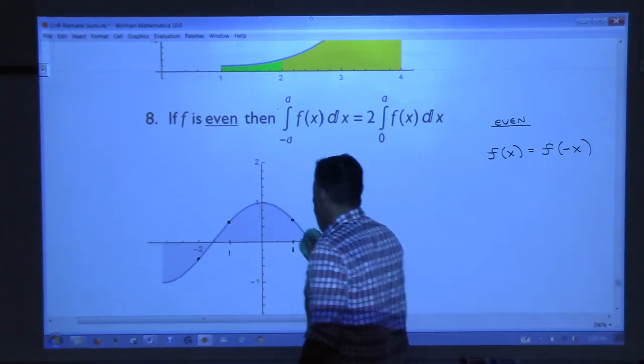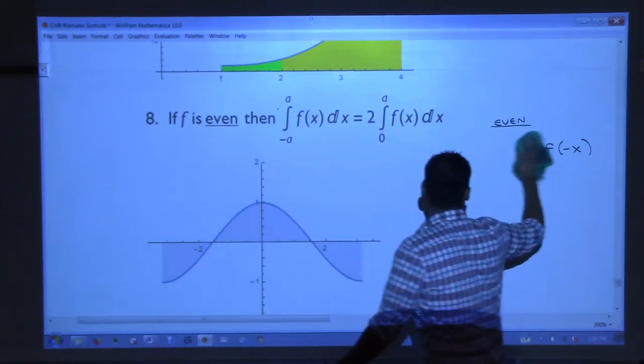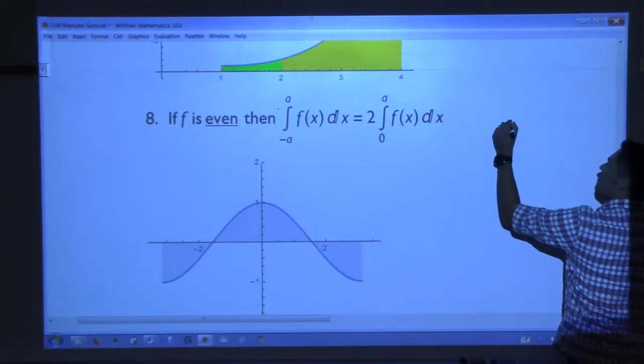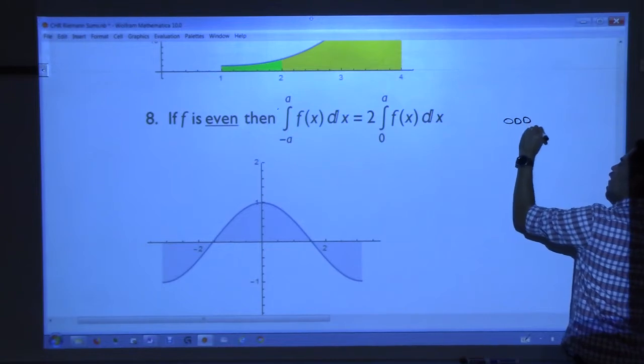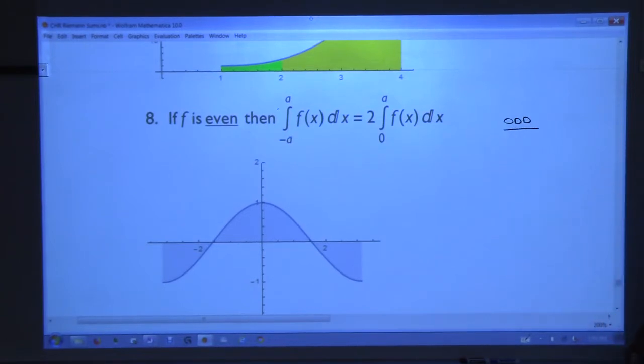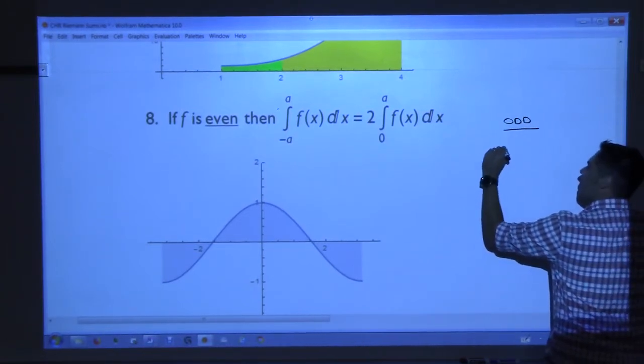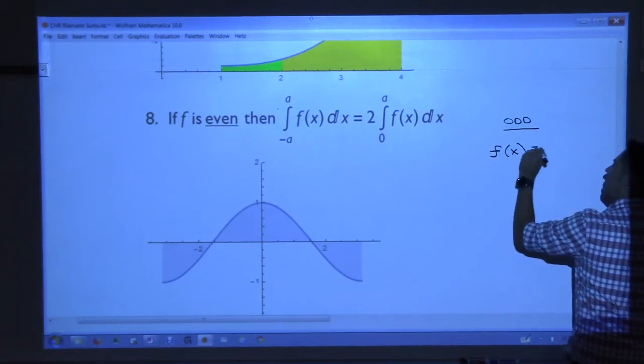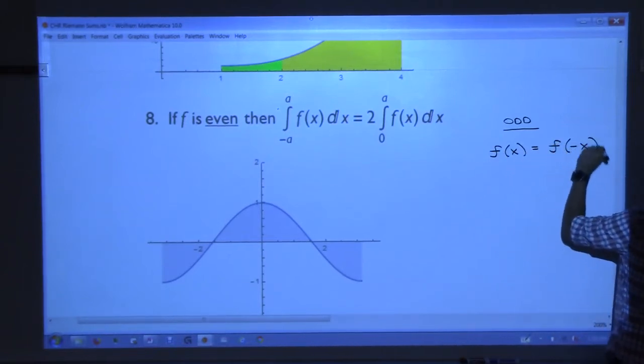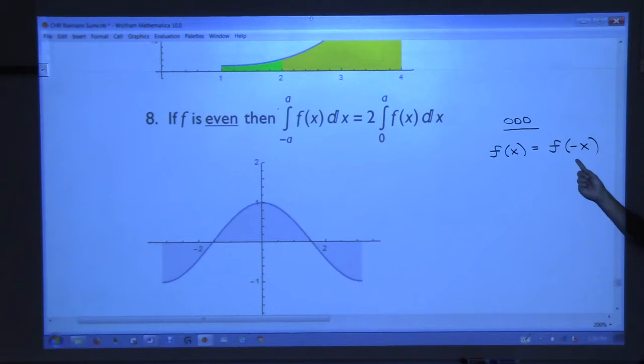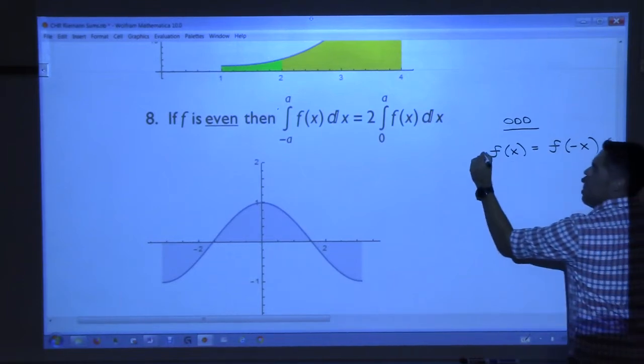The next property has to do with if a function is odd. So let me talk about odd first. For odd, what we need is this. So this is what it meant to be even, right? That was even, right? The only difference between even and odd is that this is negative here.